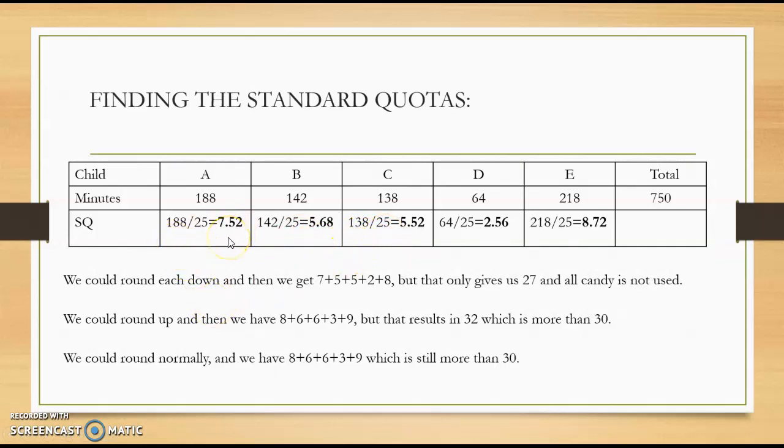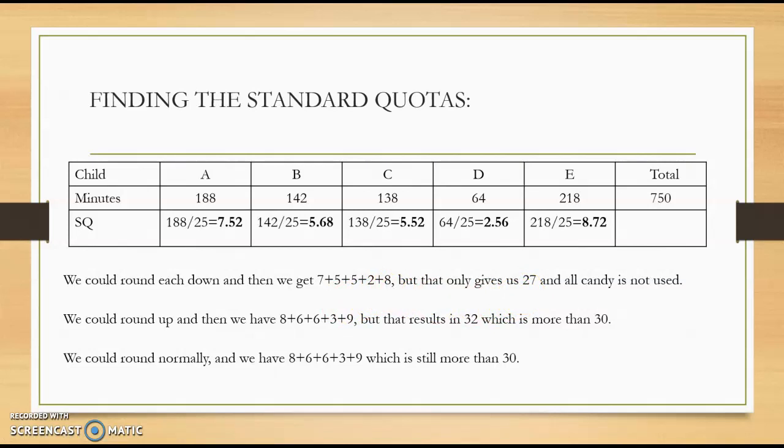Then what we want to do is look at this and say, what are our options? Well, we could round each value down. And in that case, that would be taking our lower quota. If we round this down, we'd have 7, 5, 5, 2, and 8. But if we add those up, we only get 27. And all of the 30 candies are not used.